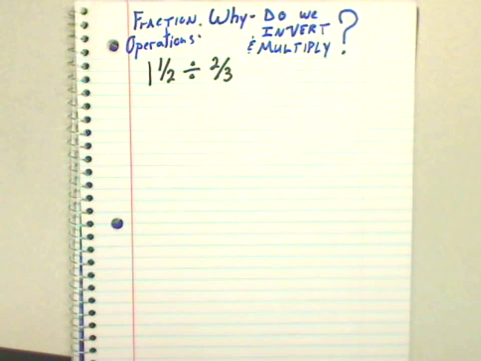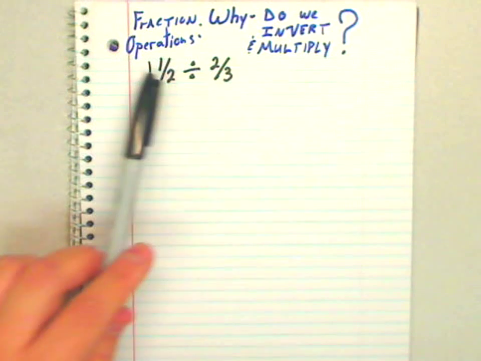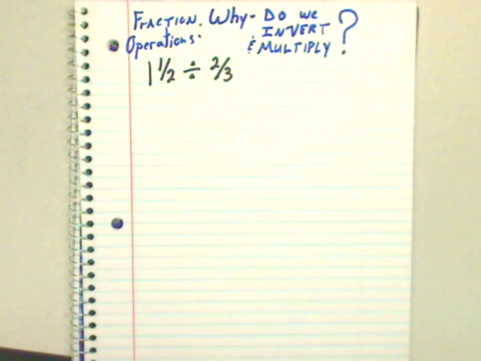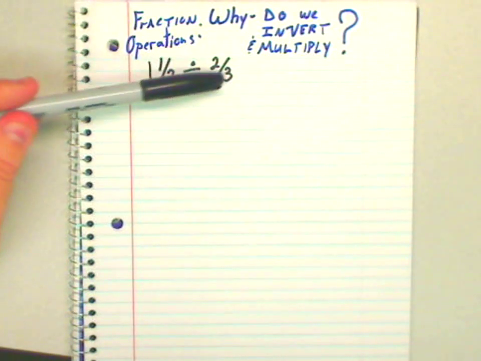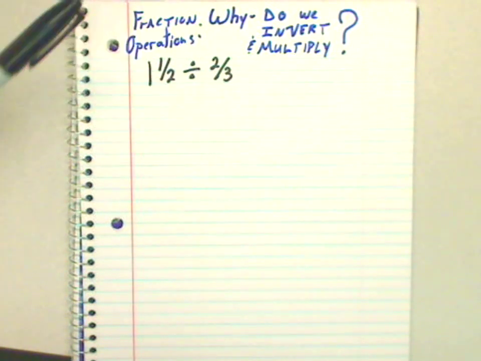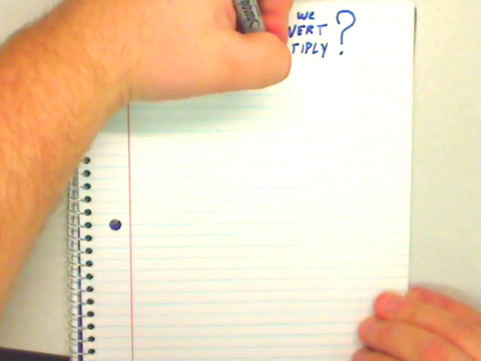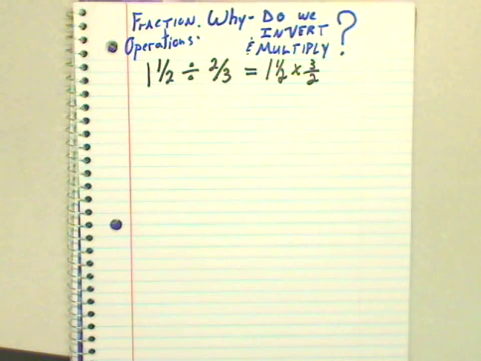Today I want to demonstrate why we do the invert and multiply rule when taking division of two fractions. What most of us were taught when it came to fraction division is that it's much easier, instead of doing this division, to flip this fraction here, our divisor, and make it into its reciprocal, so 2/3 would become 3/2, and then treat it as a multiplication problem. So this would become, in essence, 1.5 times 3/2, and then proceed as if it were a multiplication problem.